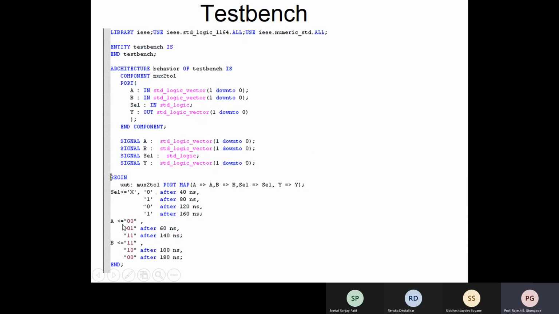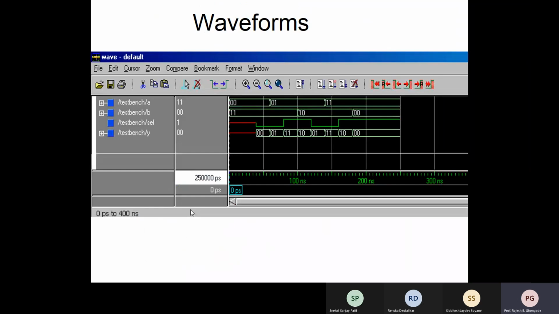And then A is assigned 0. So inputs also I'm assigning some values. 0, 1 after 60 nanoseconds, 1, 1 after 140 nanoseconds. See, all these are inputs. So we are talking only about the inputs, and we are going to check what is the output and whether it is as expected. So if you simulate this part, you will see one interesting thing that is happening.